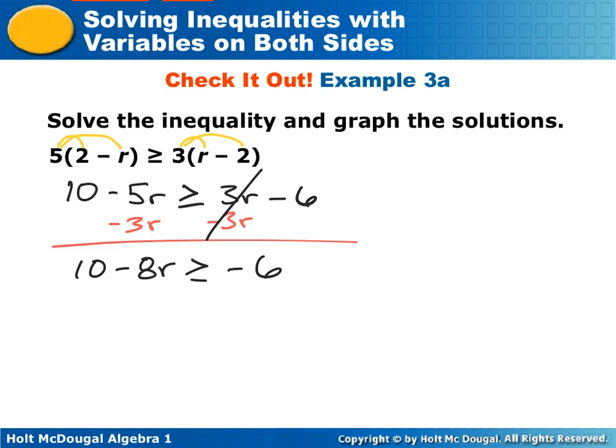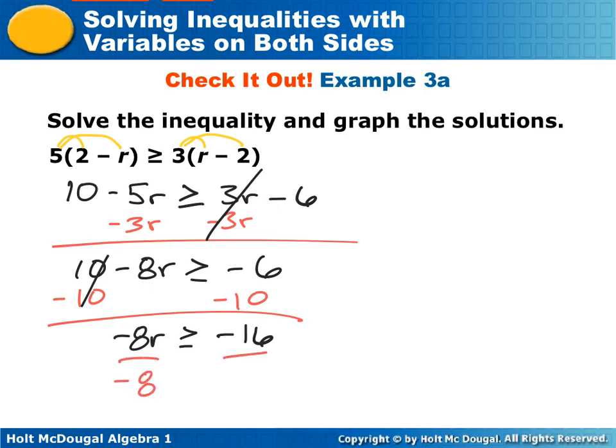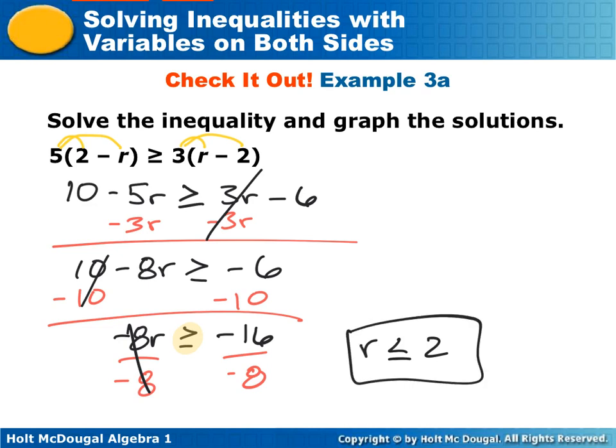Then as you keep working, you subtract 10. Negative 8r is less than or equal to negative 16. Then we know we want to divide by negative 8. However, when we divide by a negative, we've got to highlight our inequality, because we know that it then has to flip. So now it's r is less than or equal to positive 2, because negative 16 divided by negative 8, 2 negatives make a positive, giving you your final solution.